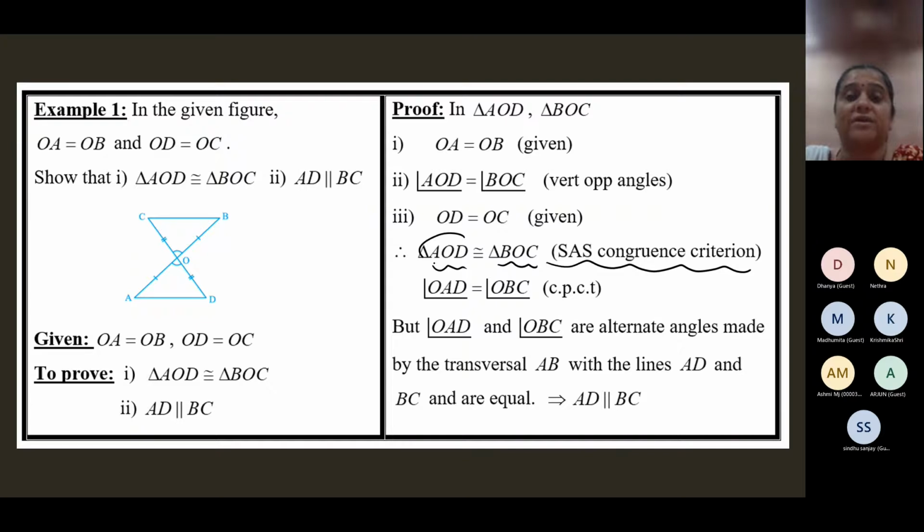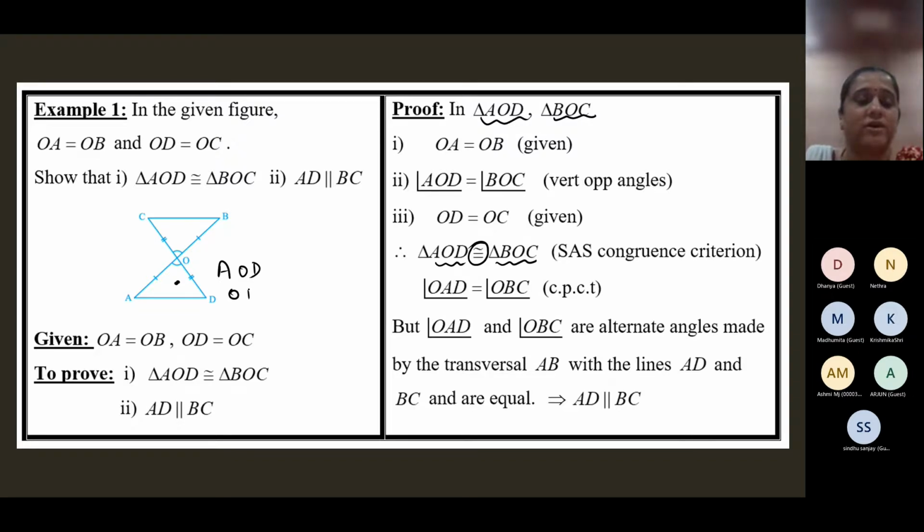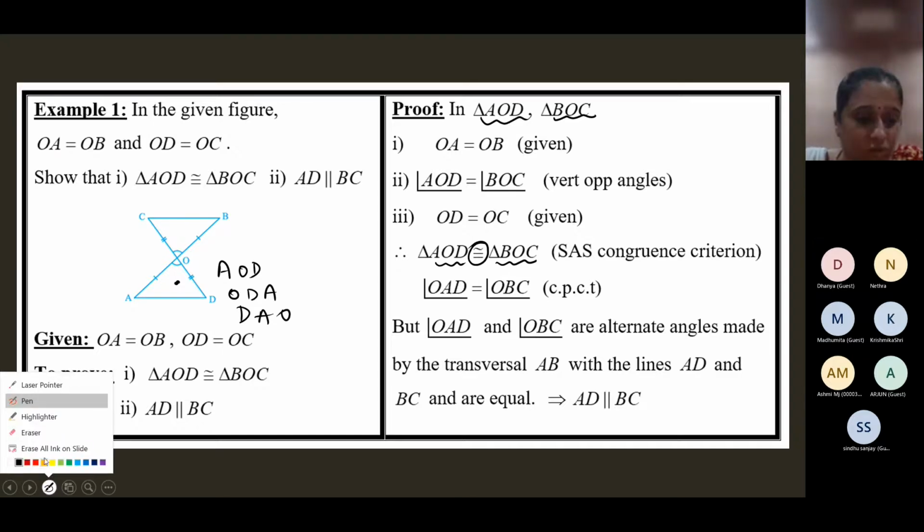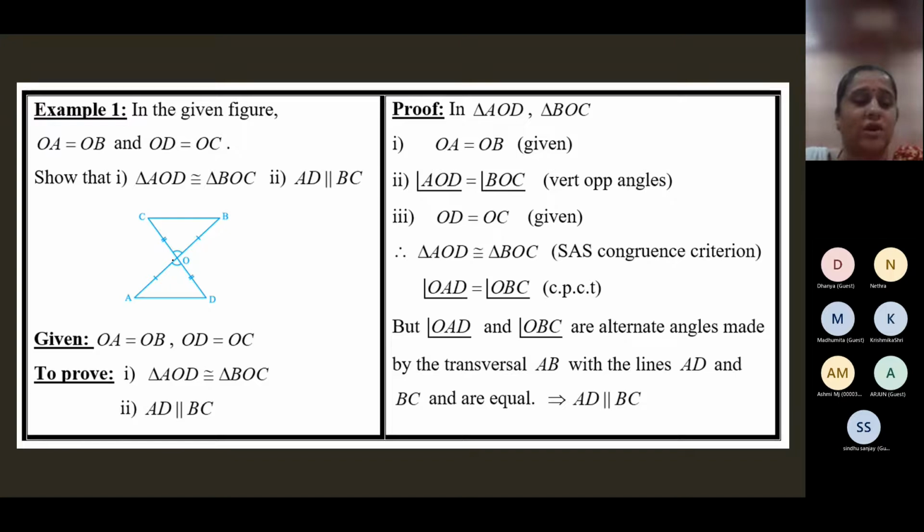Now, the order is very important. The order in which you name the triangles is very important. Here, this order is not important. But when you use the congruency symbol, then the order is very important. Now, what is the order? If you call this triangle, you can call it in different ways: triangle AOD, ODA, DAO. So if you name this triangle AOD, like this.